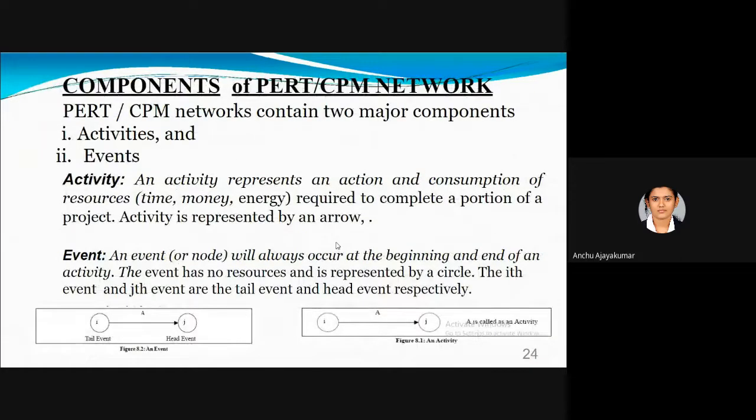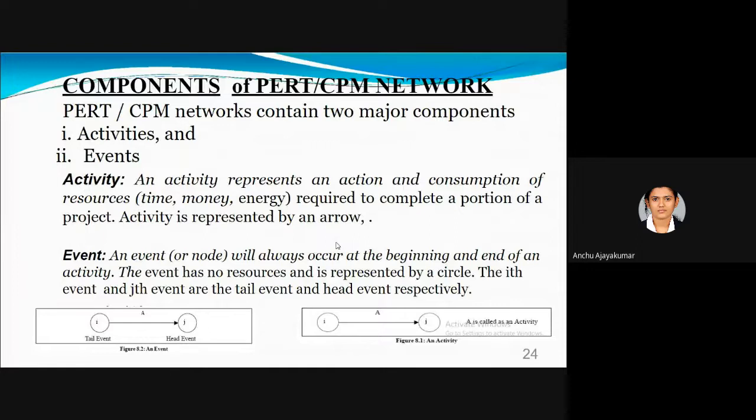Next is components of PERT and CPM. One thing which we have to know is the difference between activity and event. Otherwise, we will get confused while drawing our networks. Activity is nothing but an action. It can represent an action or consumption of resources. In our construction, it can be time, money, or energy. So an action which consumes our resources is known as an activity.